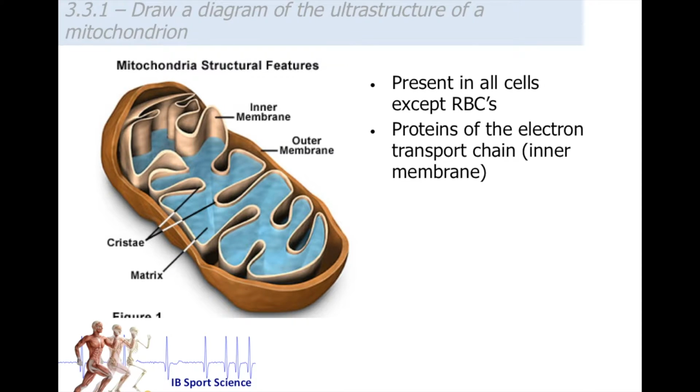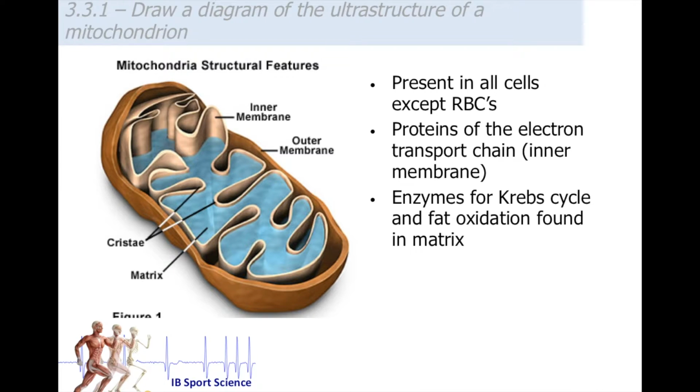The proteins of the electron transport chain, which is one of the energy systems that we'll talk about in a bit more detail later, are stored in the inner membrane. So as you can see, that's the highly curved membrane on the inside. And the Krebs cycle, which is another part of the aerobic energy system, takes place inside the matrix. So that's right in the center of the mitochondria.